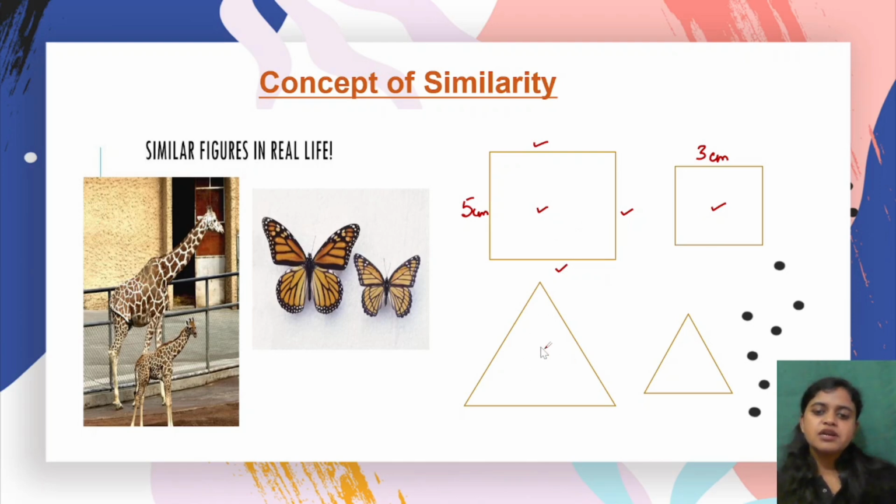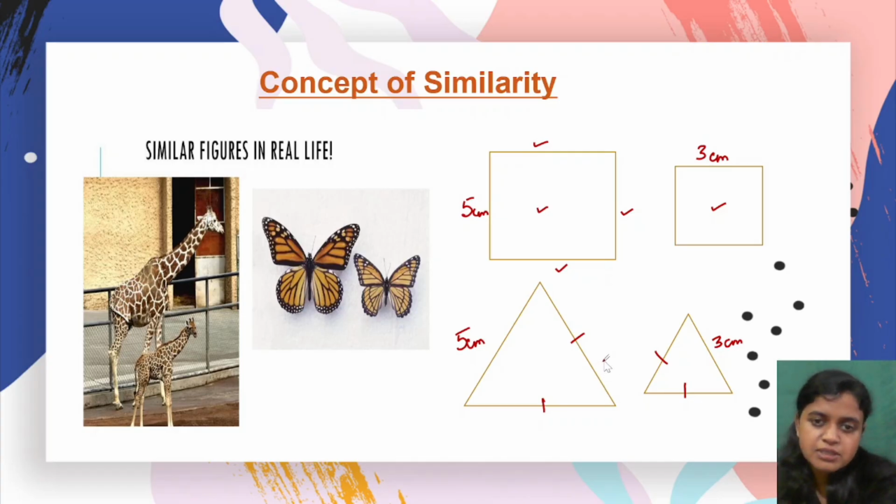And suppose this is an equilateral triangle, this is also an equilateral triangle, and its side is 5 centimeter and this is 3 centimeters. So both are equilateral triangles because they have the same sides. This is 5, this is 5 also, this is 3, this is 3 also. So this kind of figure is also called similar triangle. It means if the geometrical shapes are not exactly equal to each other, but they are the same kind, this is called similar shape or similar figure.